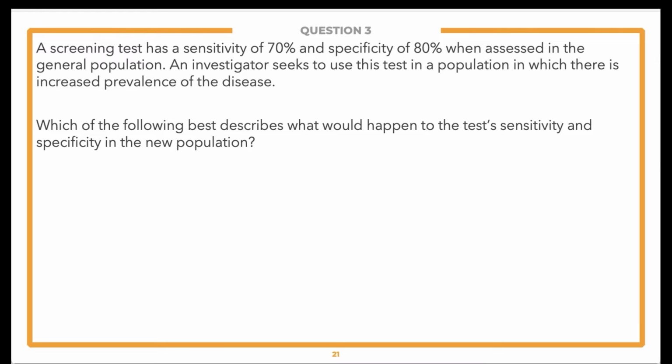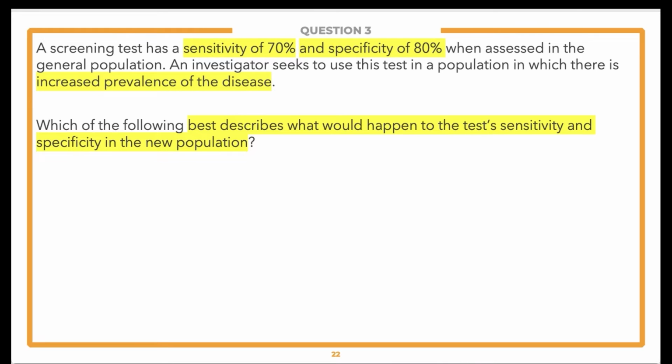So let's highlight some keywords here and try to figure out what's going on in this situation. Again, look at the lead in. Which of the following best describes what would happen to the test sensitivity and specificity in the new population? So it's not just what's happening, but in this new population. So what is a new population? It tells you sensitivity is 70%, specificity is 80%. So not a bad test. And the investigator seeks to test a population where there's an increased prevalence.